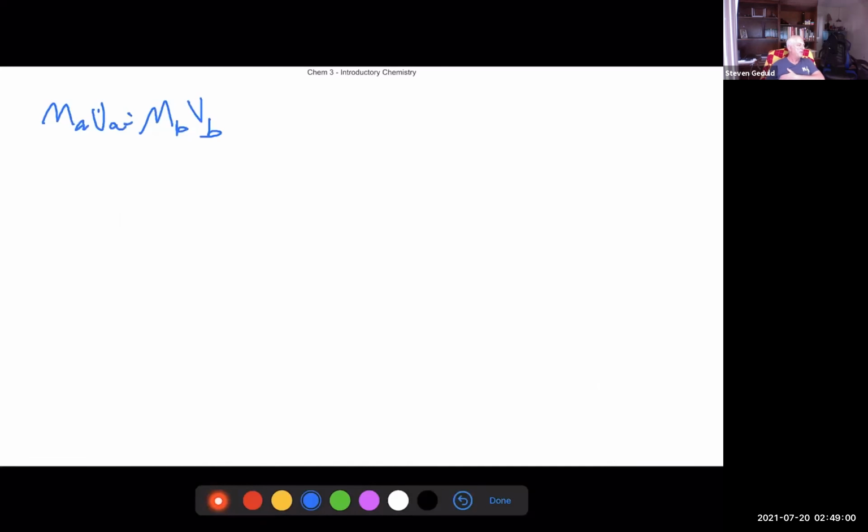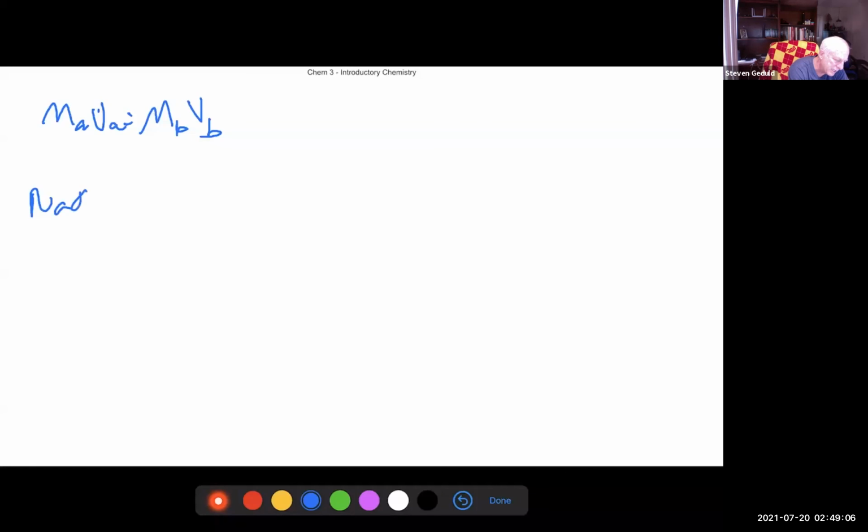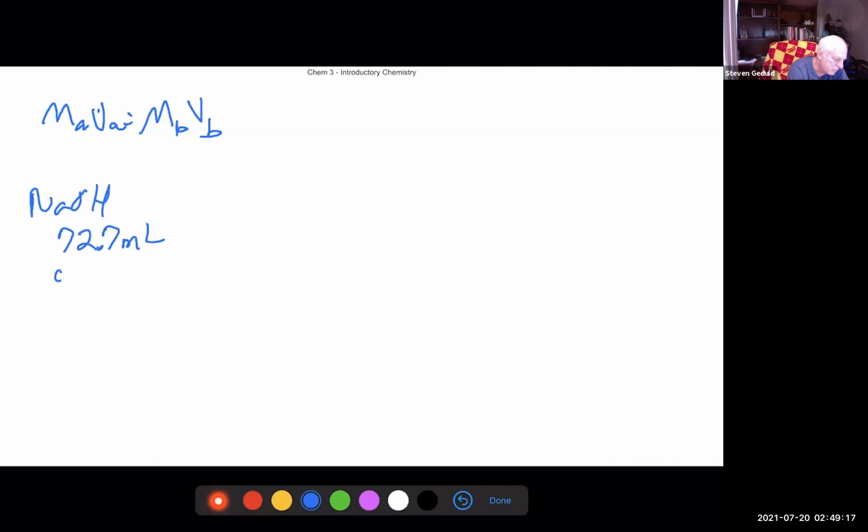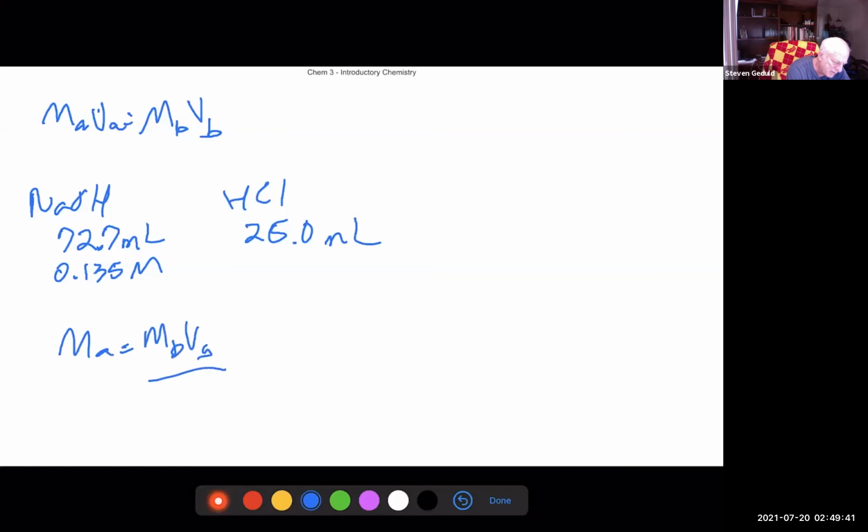Okay, so it's found that 72.7 milliliters of sodium hydroxide. So let's start with our base, NaOH, and 72.7 milliliters of a 0.135 molar solution of the base is needed to neutralize 25 milliliters of the acid. The acid is HCl. 25.0 milliliters of the acid. Calculate the concentration of the acid. Okay, we're looking for the molarity of the acid. Molarity of the acid equals molarity of the base, volume of the base, divided by the volume of the acid.